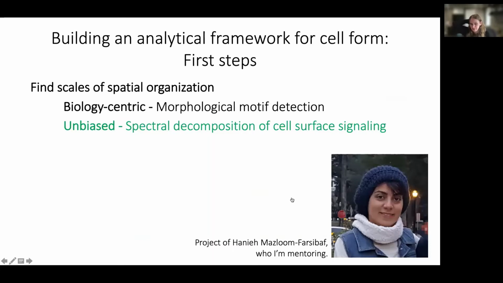And this project is being led by Hanye, a postdoc in Gavin Stenuser's lab, who I'm mentoring, and the goal is for her to be first author on the project and for me to be last author, right?